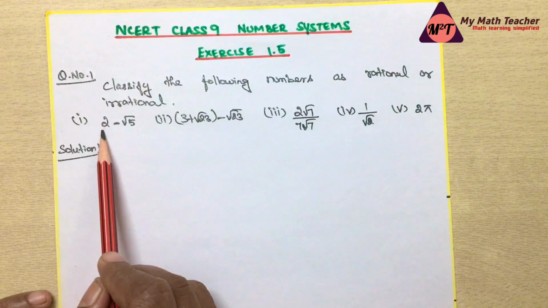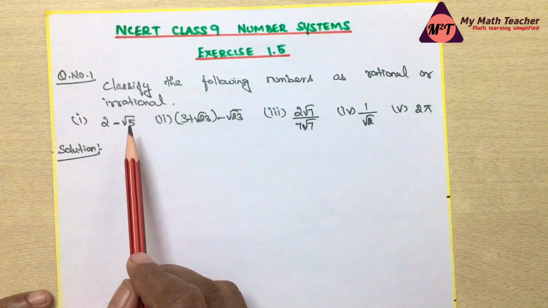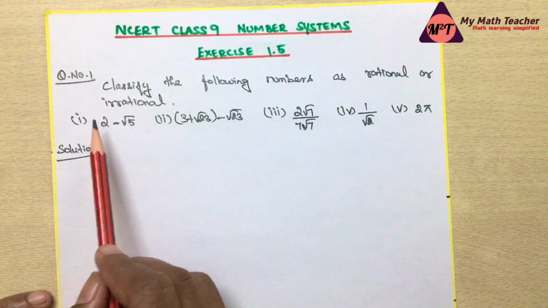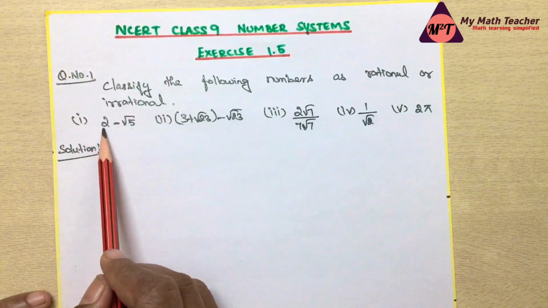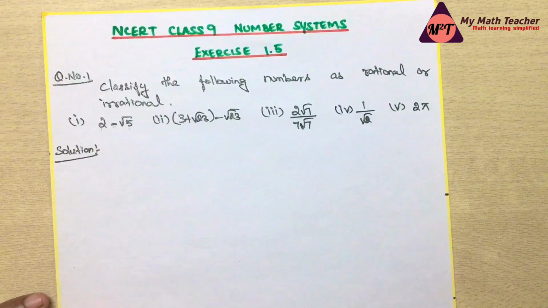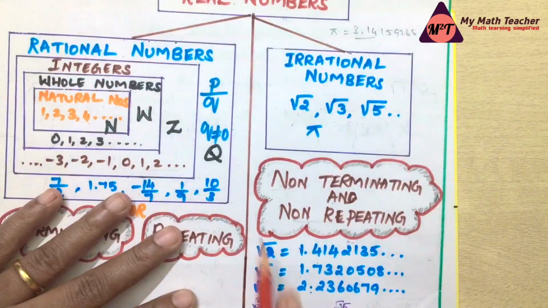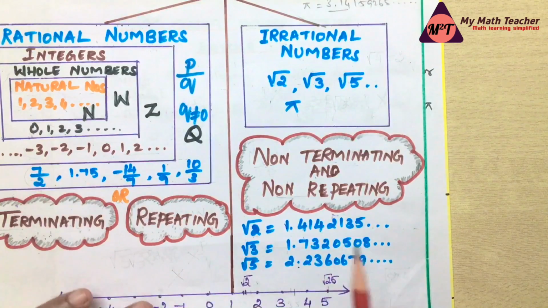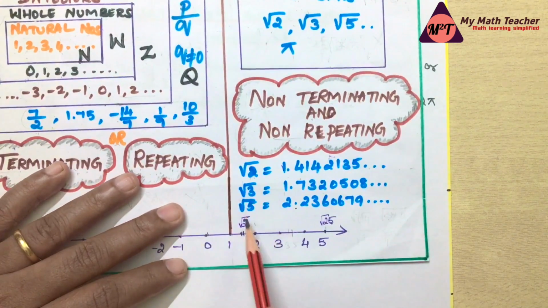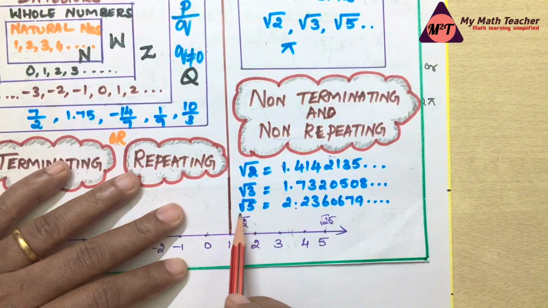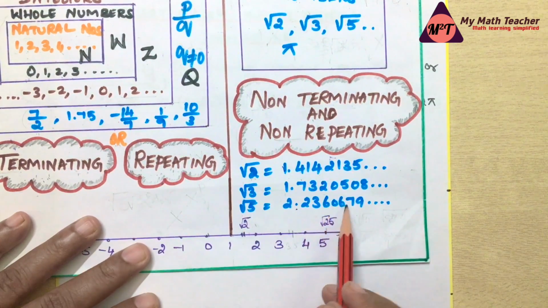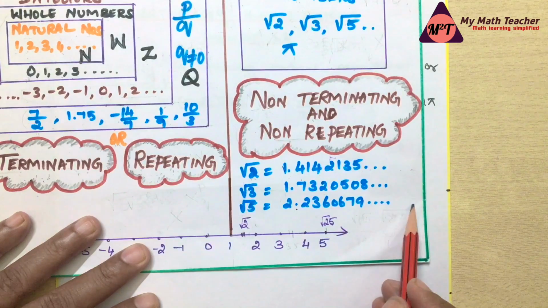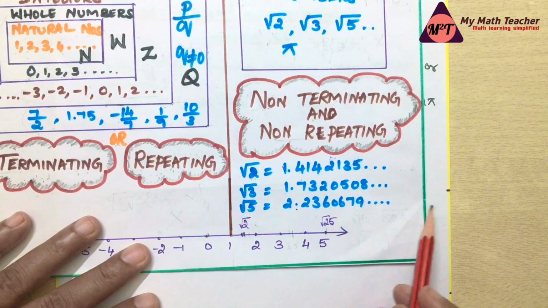2 is a rational number whereas root 5 is an irrational number. Now we have to find 2 minus root 5. So rational minus irrational. From the real number chart, let us look for the irrational numbers. We know that root 2, root 3, root 5. So here let us consider root 5 is equal to 2.23606. It keeps on. It is non-terminating and non-repeating.